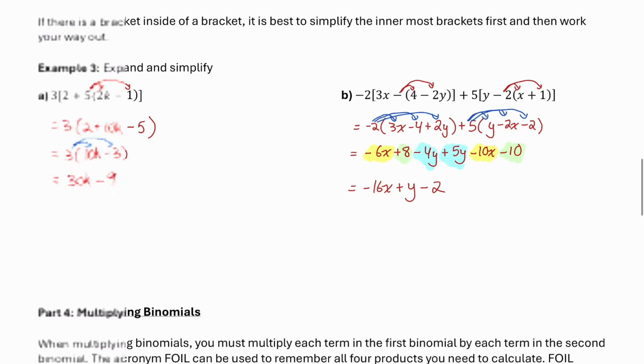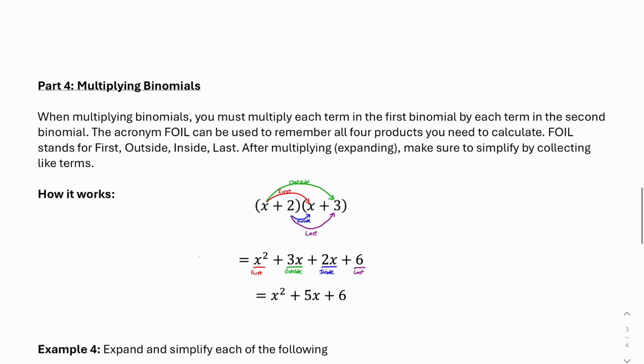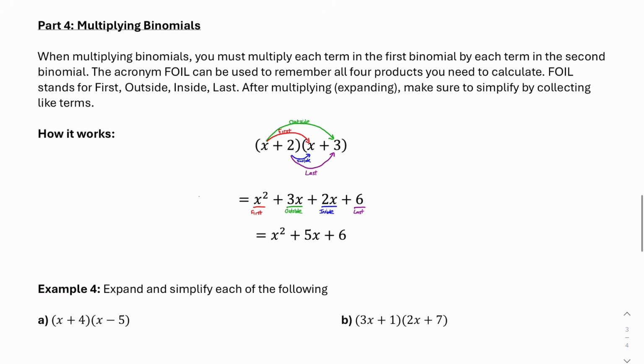And then the last thing I want to show you in this lesson is what if we are multiplying binomials together? When multiplying binomials, we have to multiply every term in the first binomial by every term in the second binomial. And the acronym FOIL can be used to remember all four products that you have to calculate. FOIL stands for first, outside, inside, last. And after multiplying, always make sure to collect your like terms.